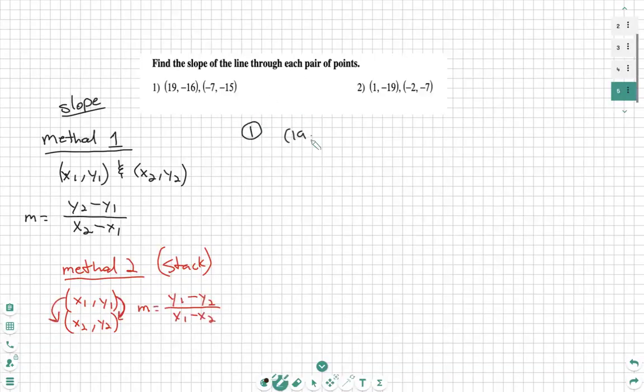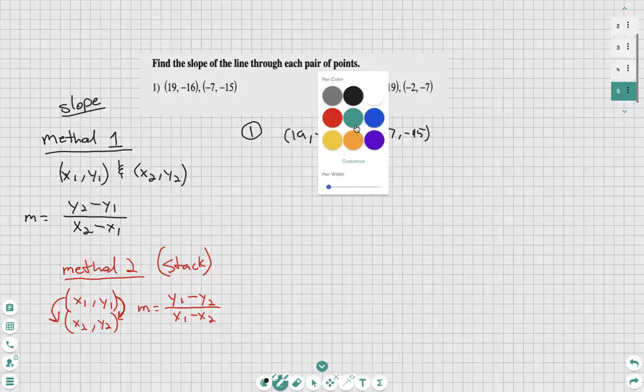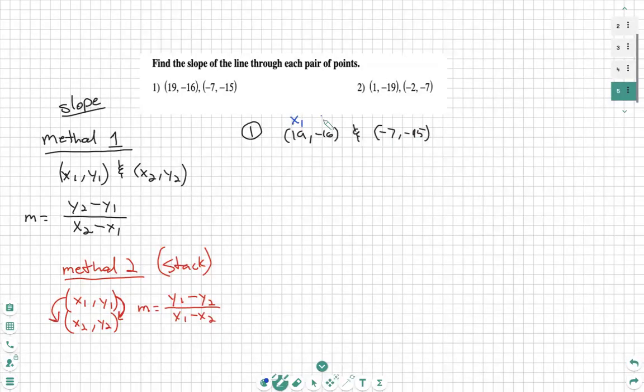The first thing I'm going to do is write down my points. And -7, -15. The second thing I'm going to do is label. So we're going to go through this and start labeling x1, y1, x2, y2. And then we write down what our formula was, y2 minus y1 all over x2 minus x1. And then we're just going to plug and chug.